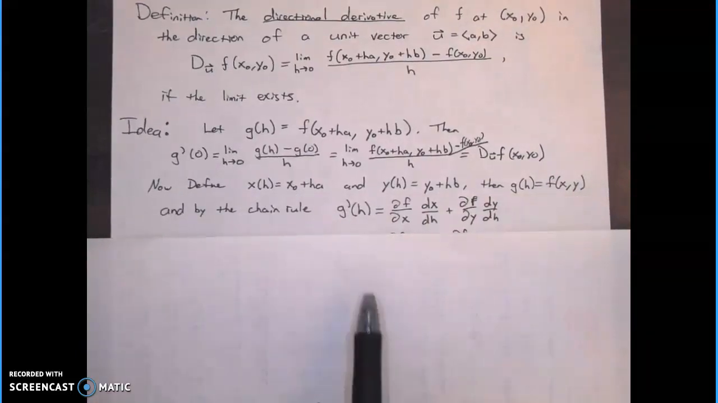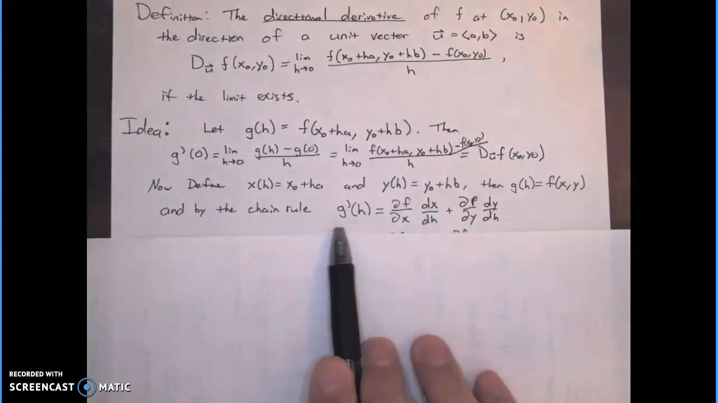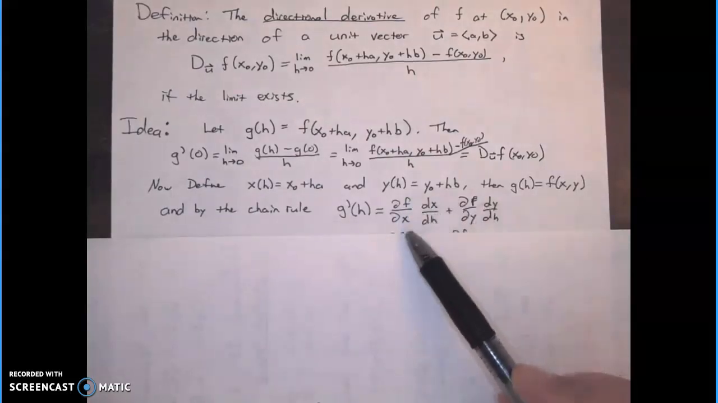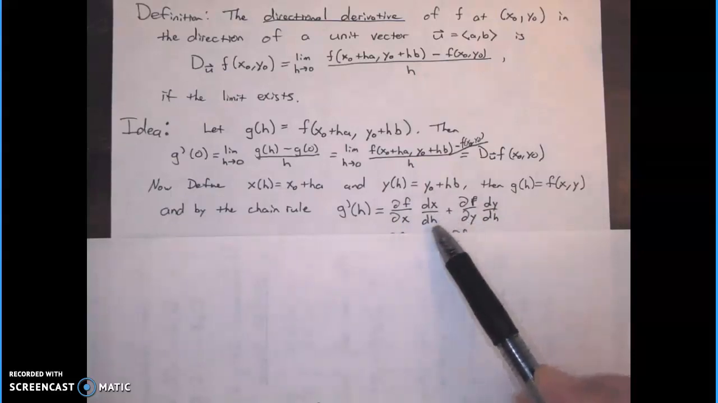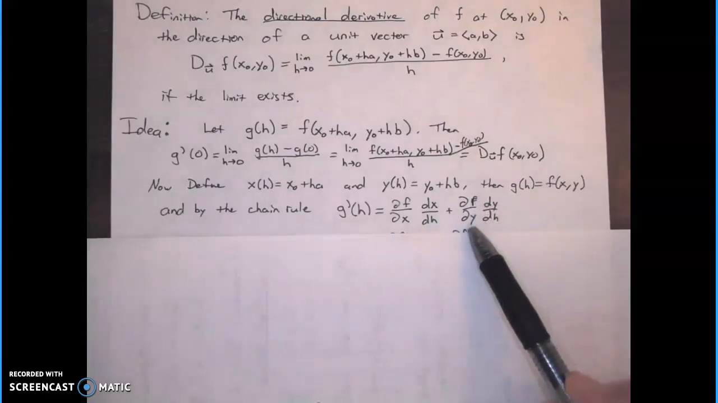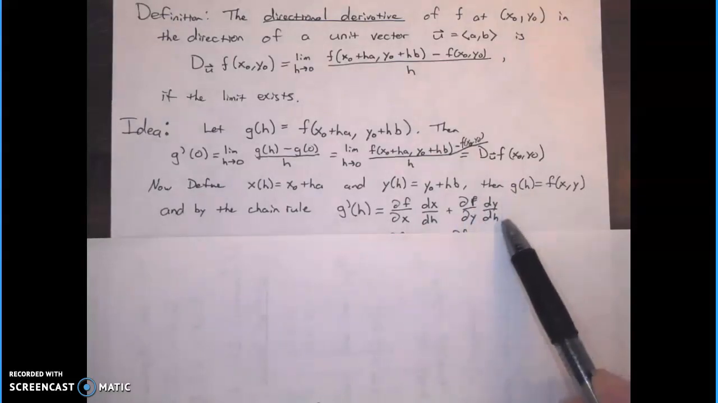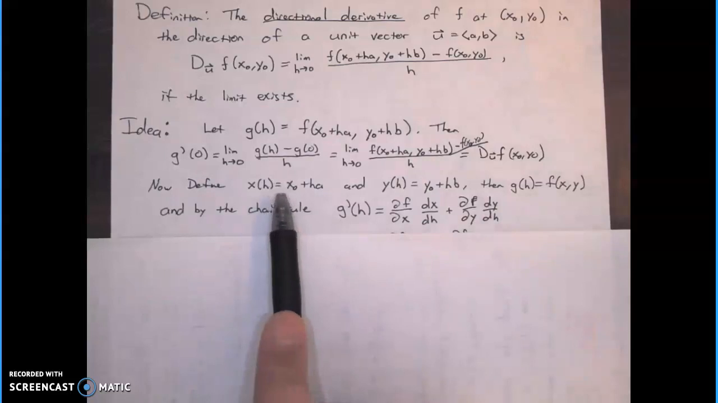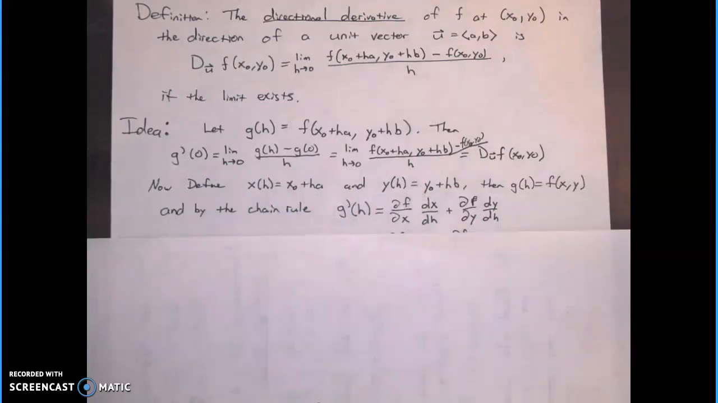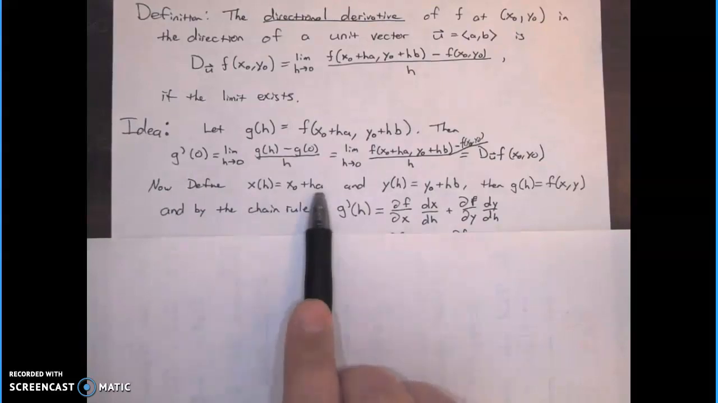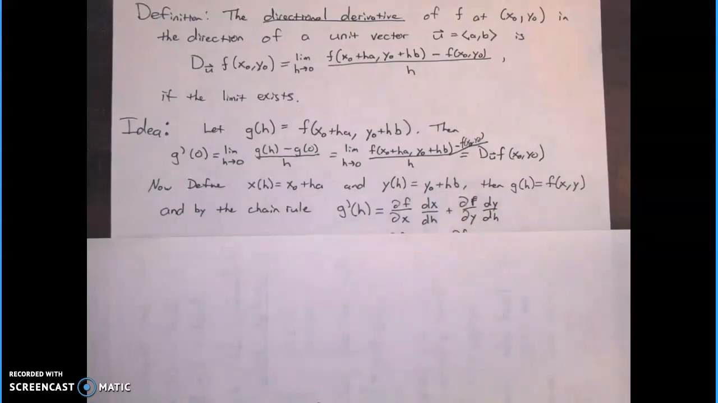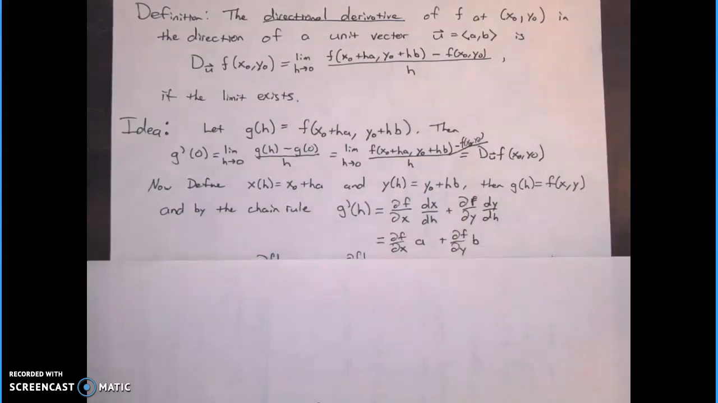So the chain rule says, if I want to find g prime of h, or dg dh, that's equal to the partial derivative of f with respect to x times x prime, which is dx dh, plus the partial derivative of f with respect to y times y prime, which is dy dh. But I can go back and look at how I've defined x and y and actually take these derivatives. If I take the derivative of x with respect to h, that's just a. If I take the derivative of y with respect to h, that's just b. And I can plug those in.